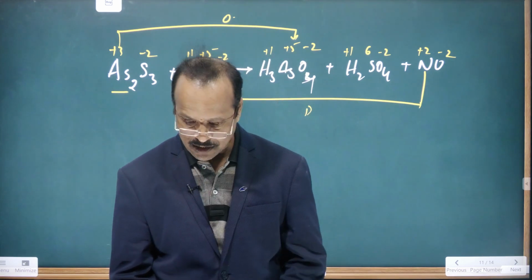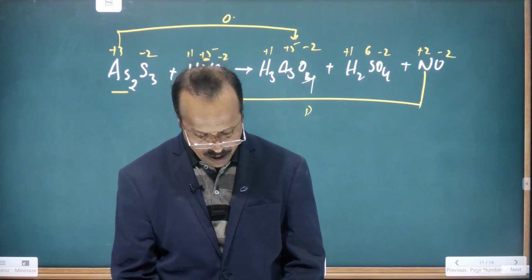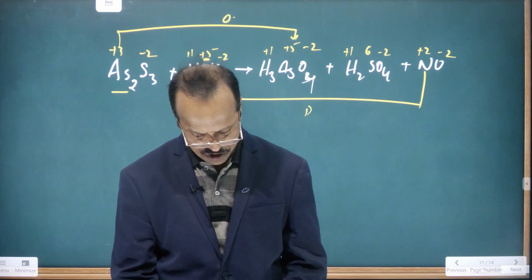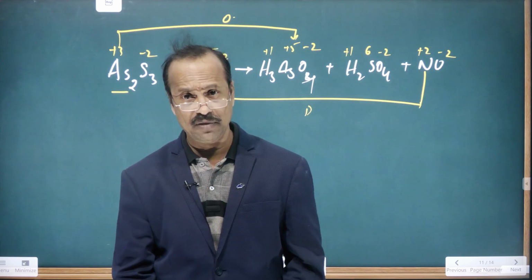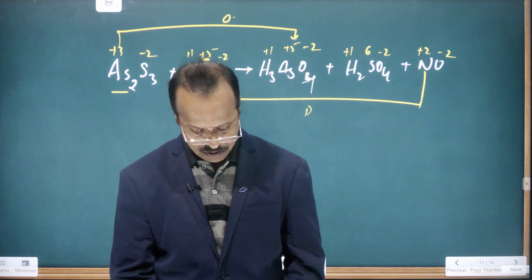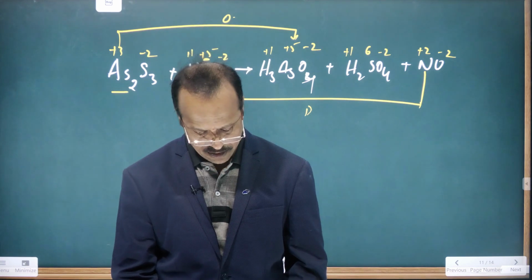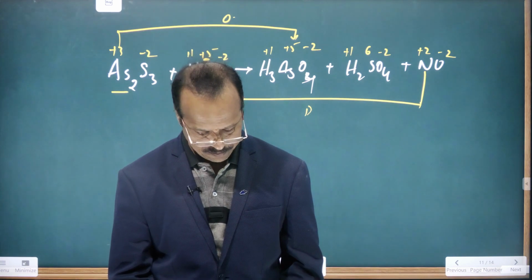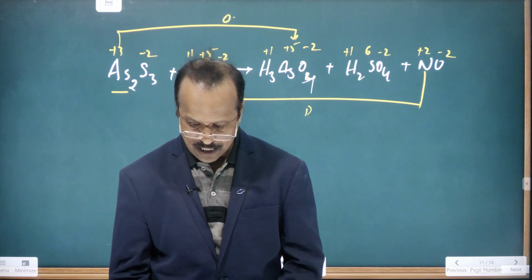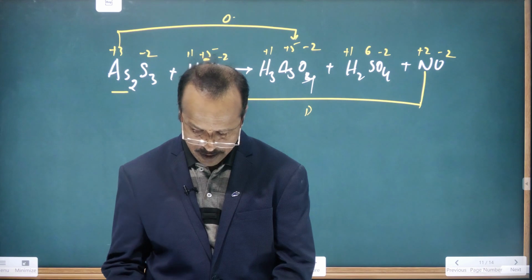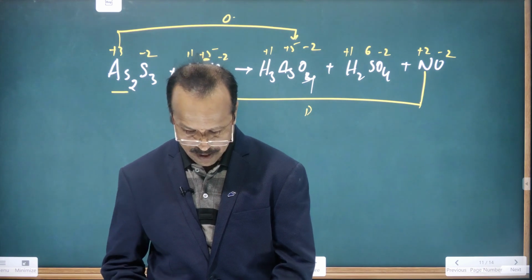Correct. Now the last and final one, let's see the tenth one. Which of the following is a redox reaction? Students, write the oxidation numbers. You do this one. Write the oxidation numbers, and where the oxidation numbers increase and decrease, that is a redox reaction. Once you check, you'll come to know. And the remaining you practice.